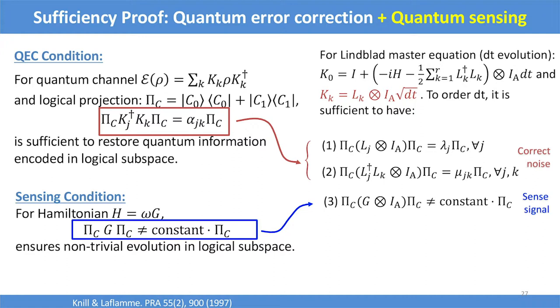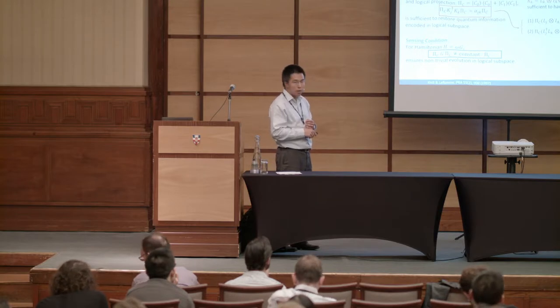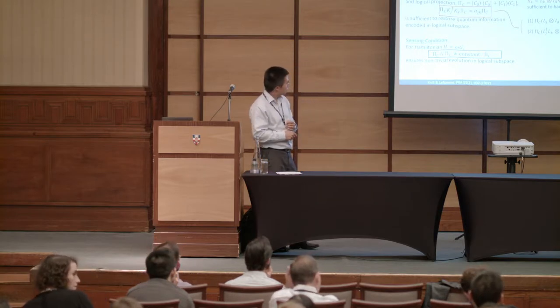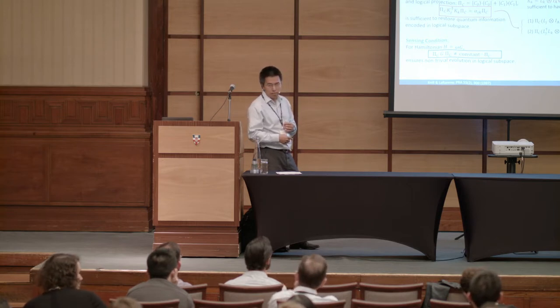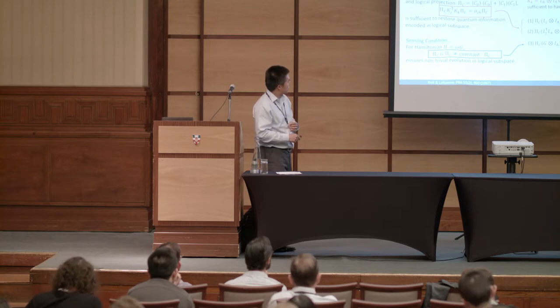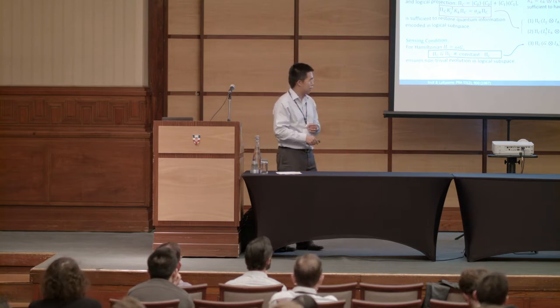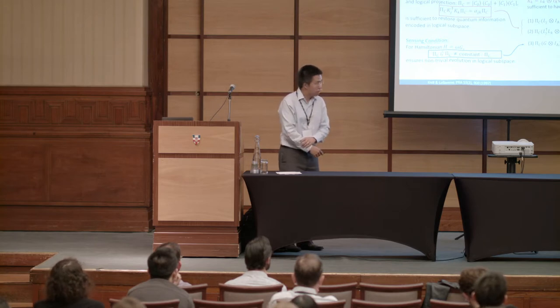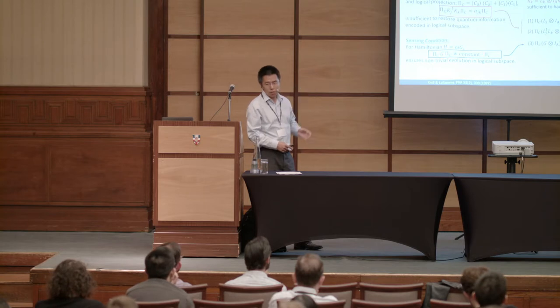And now, let's put back our Lindblad master equation, which has effectively these Kraus operators for short-time evolution. And we can just plug into this condition. This single condition gets evolved into two criteria, because one Lindblad is almost identity, and that multiplied with the other Lindblad will give you something like a Lindblad times the linear Lindblad. Then if you have this K_k with K_j, you will get these cross terms with the L and L daggers. So those are the two conditions that are needed to correct the noise. And for the sensing condition, you just carry it over and make sure it's not a constant in the logical space. So those are the three effective conditions you need to satisfy.